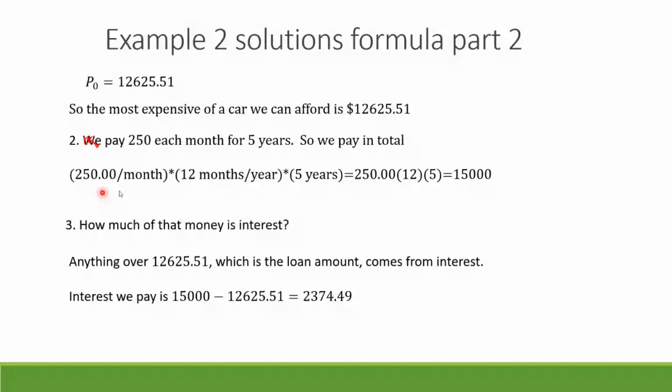So we have $250 per month, right? Times 12 months per year times 5 years, okay? That's what we're saying here. Again, 5 years, this is per month, so you have to also multiply by this to go from months to years. So altogether, we multiply and we get $15,000. That's what we get here, $15,000, okay?